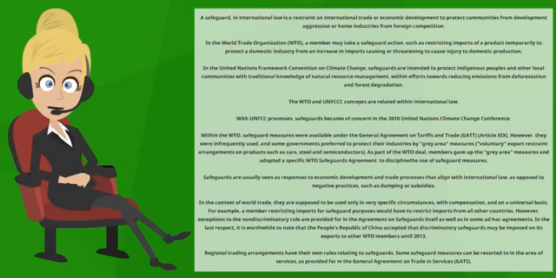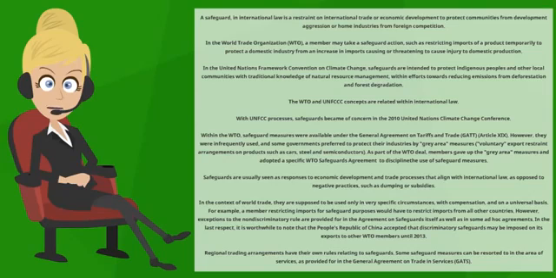Safeguards are usually seen as responses to economic development and trade processes that align with international law, as opposed to negative practices, such as dumping or subsidies. In the context of world trade, they are supposed to be used only in very specific circumstances, with compensation, and on a universal basis. For example, a member restricting imports for safeguard purposes would have to restrict imports from all other countries. However, exceptions to the non-discriminatory rule are provided for in the Agreement on Safeguards itself as well as in some ad hoc agreements.